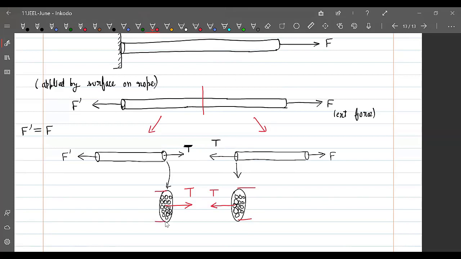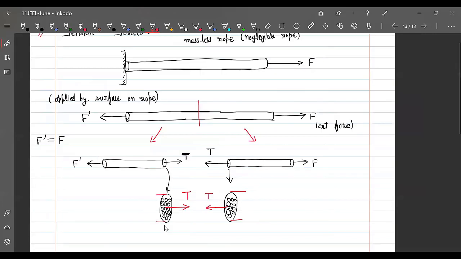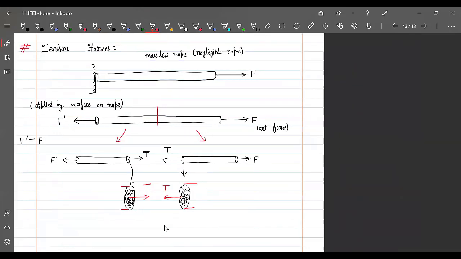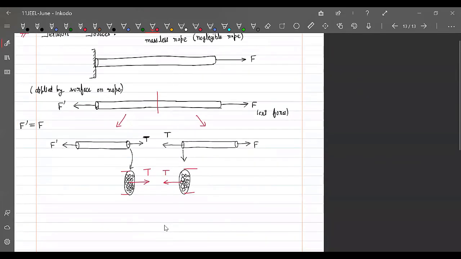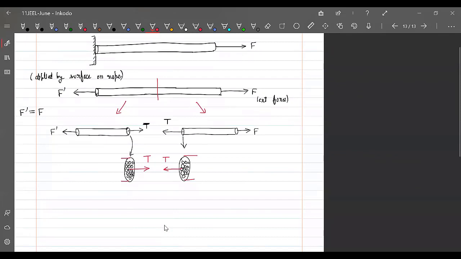So tension is developed because of the external force. It was not already there. It just developed because of the extension, because of the force you applied externally. This is how tension is developed in the rope.